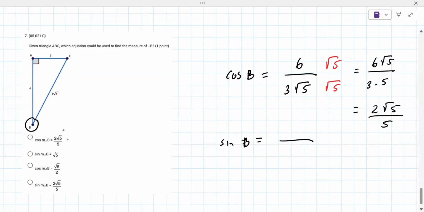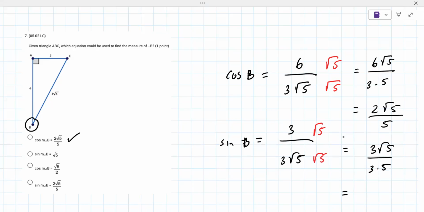That one appears to be there. Yeah, 2 root 5 over 5. We got lucky. I mean, it's 3 over 3 root 5. This one ends up rationalizing. If you do the rationalizing here, which is kind of the same thing, multiplying top and bottom by root 5, you end up getting 3 root 5 over 3 times 5, which ends up being root 5 over 5. And that one is not there.